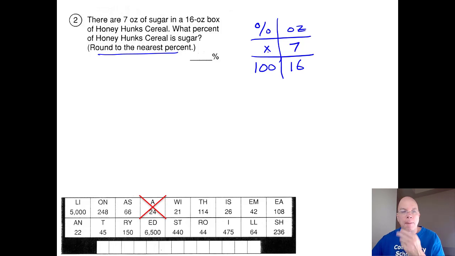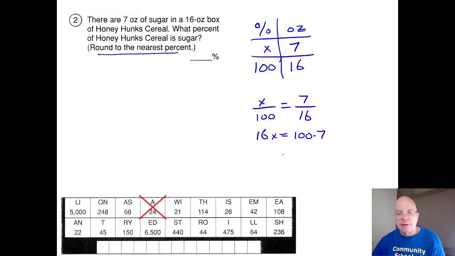We're trying to find what percent the sugar represents. And so I have x over 100 equals 7 over 16. My cross product equation would be 16x equals 100 multiplied by 7. 16x equals 700. And then we use the property of equality, multiplicative inverse, to find x. So 700 divided by 16.